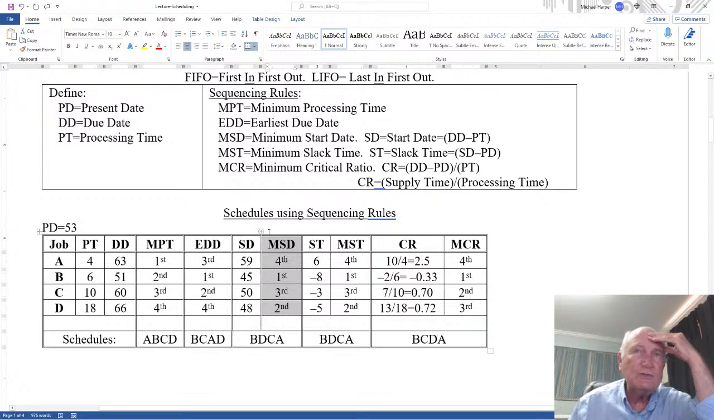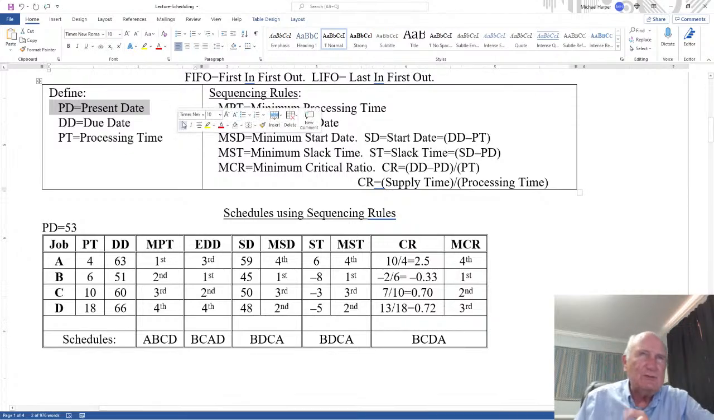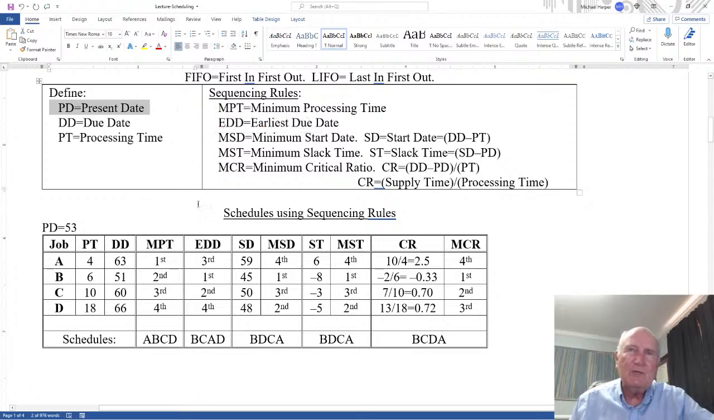Okay, closely related, or very similar, or identical actually, to the minimum start date is the minimum slack time. So the slack time here simply is the start date, and I subtract something called the present date. Now the present date, I use the term present date to keep it simple. But really the present date is the date on which this project of ABCD starts being processed.